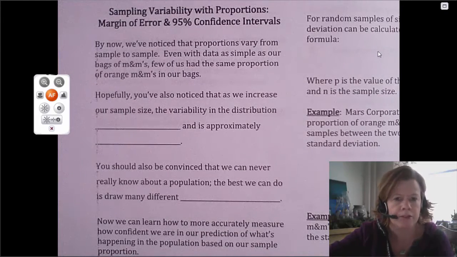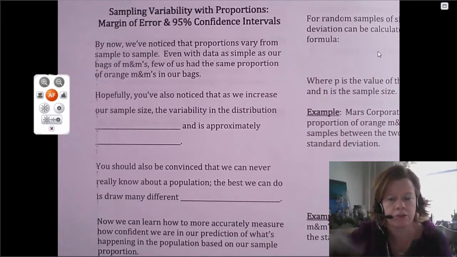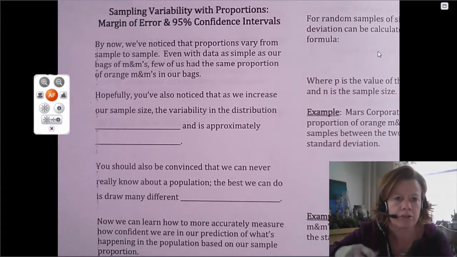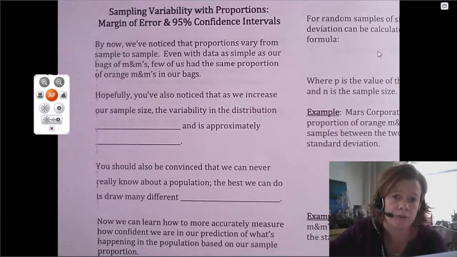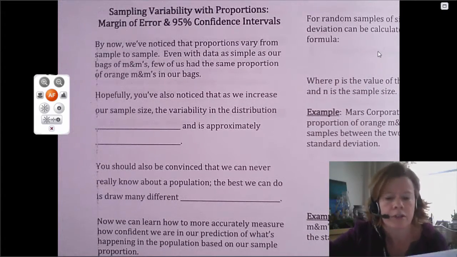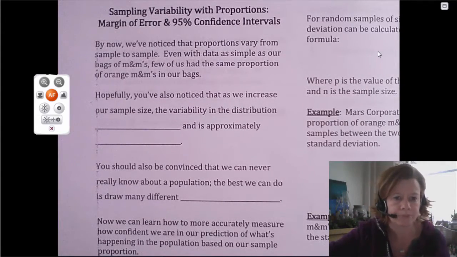Okay, so today we're going to talk about what's called sampling variability with proportions. Again, just looking to see how much, when we have a proportion, our samples vary, and also learning about what's called margin of error and 95% confidence intervals. You're hearing an awful lot about margin of error in the news these days with the presidential elections, and so now hopefully you'll get a good sense of what that really means and what they're talking about.